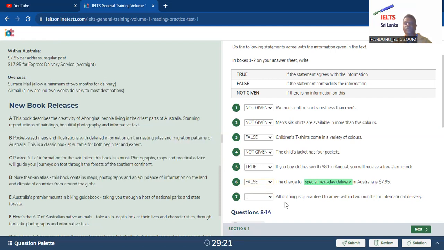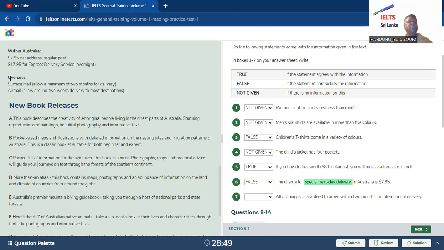Last one, all the clothing is guaranteed to arrive within 2 months of international delivery. That means if some foreigner orders, he can get the item within 2 months. Right? If somebody is ordering outside the country, he will get the item within 2 months.